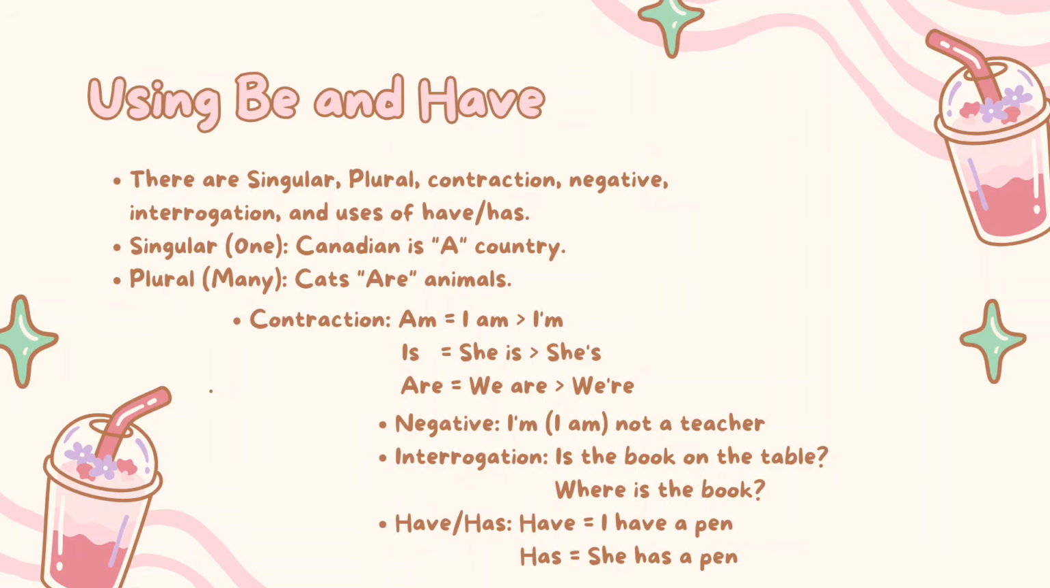If you want to use the word has, you have to, again, go by the subject of the sentence. If the subject of the sentence is he, she, it, you have to use has. So again, the difference between these two is that you use he, she, it for has, and you use I, you, they, we for have.